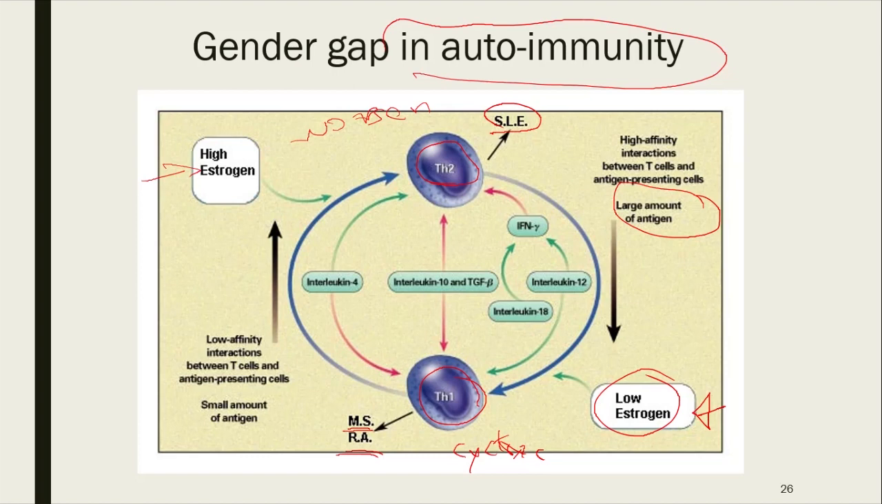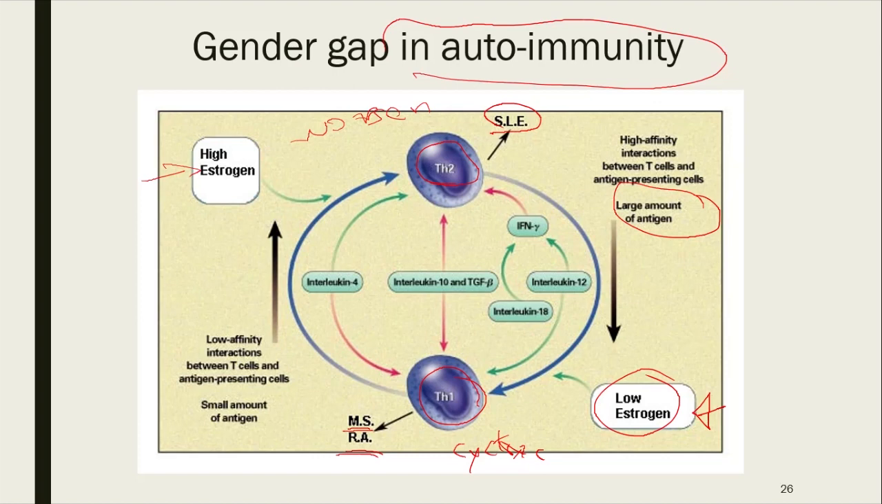If the person has MS and RA, the conditions will return back to the original state because their hormonal level has changed. Now, on the other hand, pregnancy would not help SLE. Okay, so that is in connection with the previous slide there.